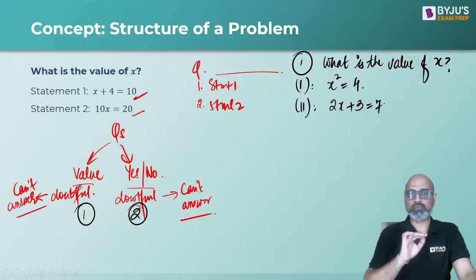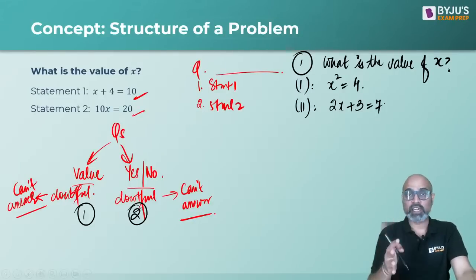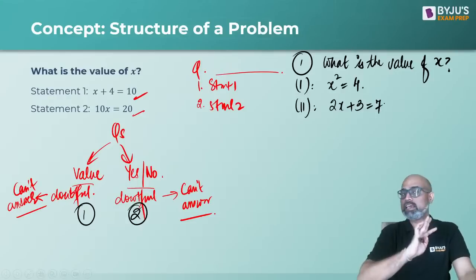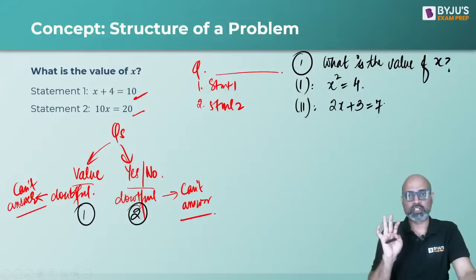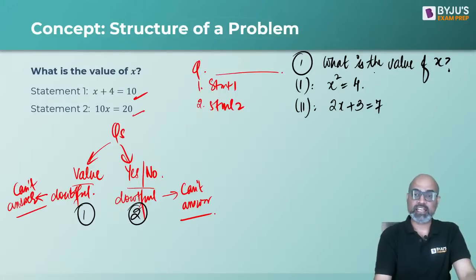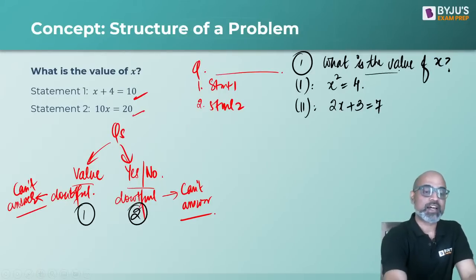Look at the first statement. Don't read the second statement. That's where we make a lot of mistakes. You have to concentrate on the first statement, overlook the second statement, make it blur, as if the second statement doesn't exist. Forget about it. Looking at the first statement, can you answer this question, what is the value of x?